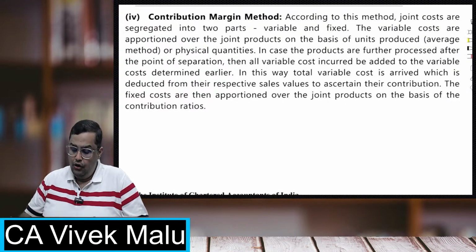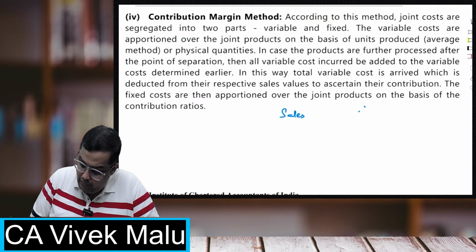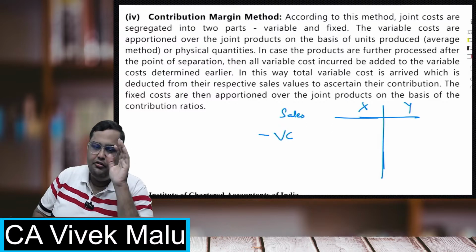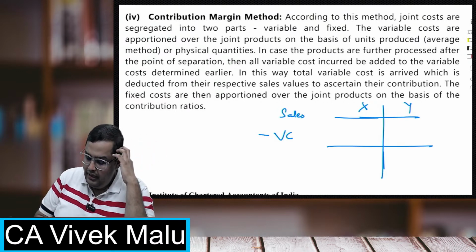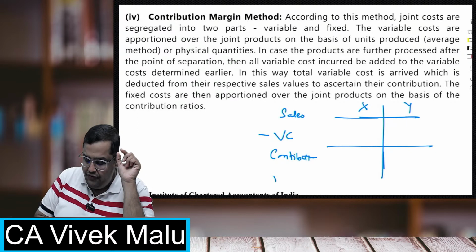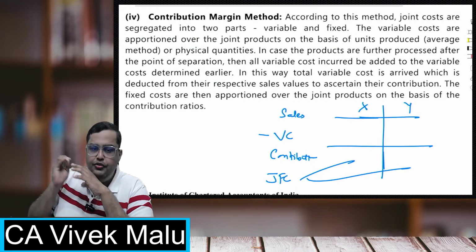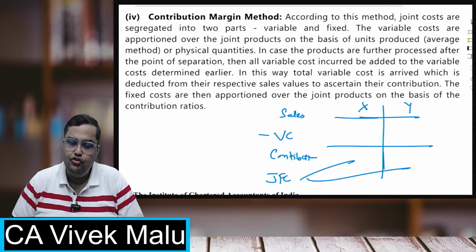I'll repeat the process again. I'll take the sales value of products. Suppose X and Y, there are two products. I'll take their sales values. After sales value, I'll reduce the variable cost. Now, sir, variable cost, how will it be distributed? Either it will be given separately. If they don't give you separately, then distribute it in terms of quantity or something like that. I'll get the contribution. And whatever is the joint fixed cost, distribute it in the ratio of the contribution. So this is contribution margin method, which is actually a very simple method.